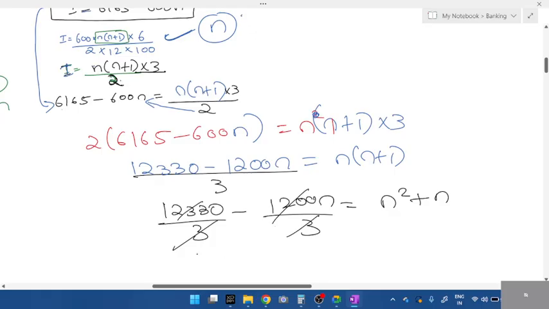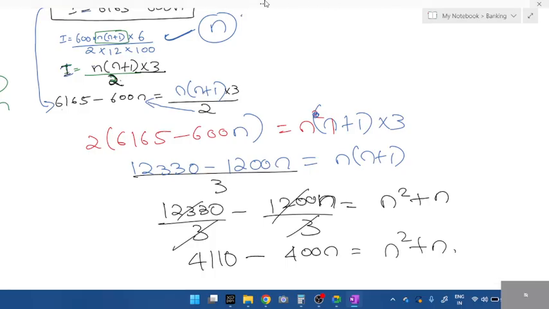4110 minus... n is given, right? 400n. And these are unlike terms, students. You can't subtract. Don't write 110n. One is a number, the other one is a variable. 400n is a variable. You can't subtract it. Look, this is how you solve. First go through till this part. Then after this, we have the main calculation.